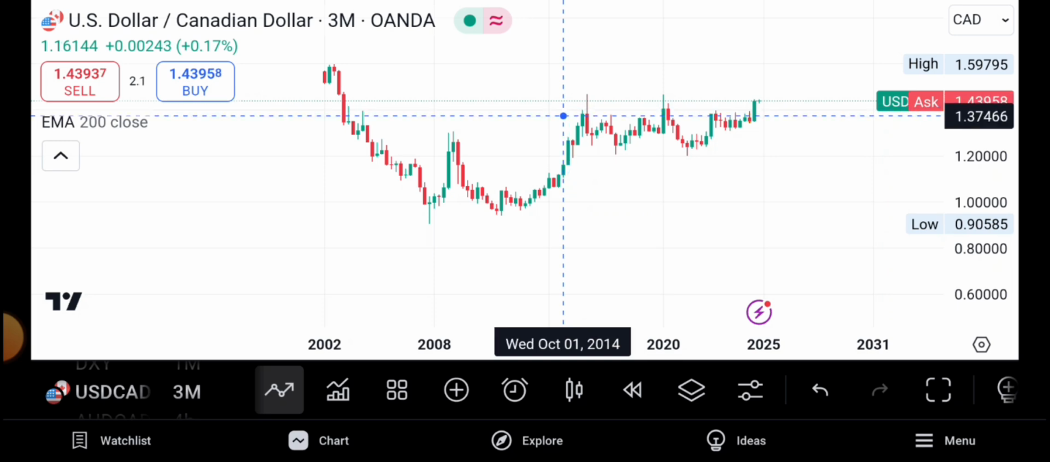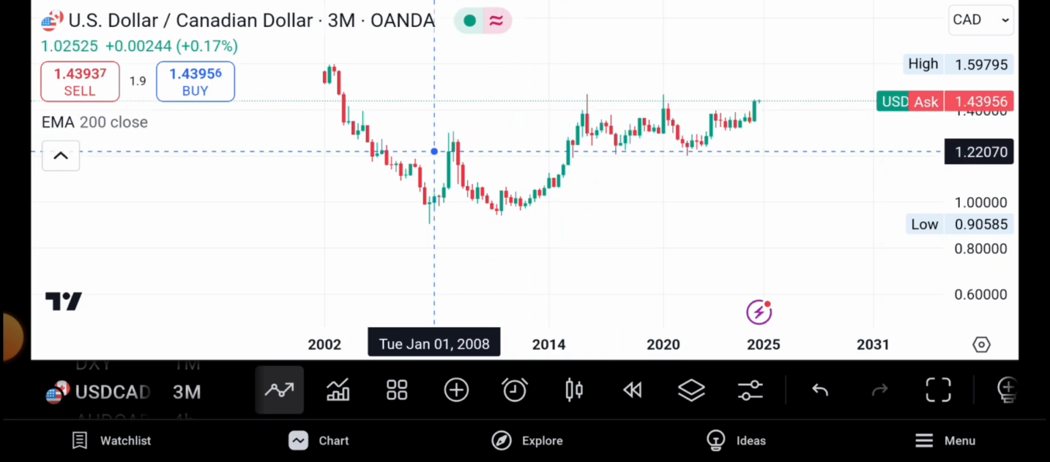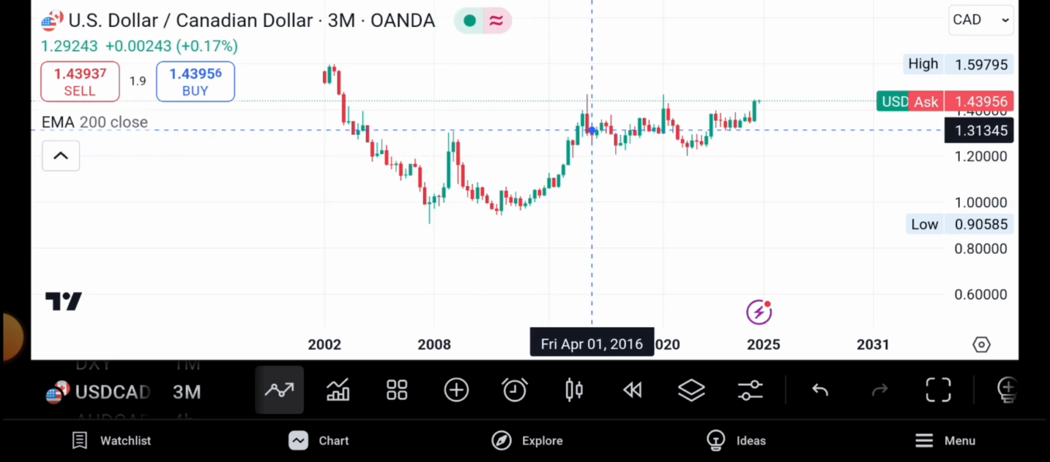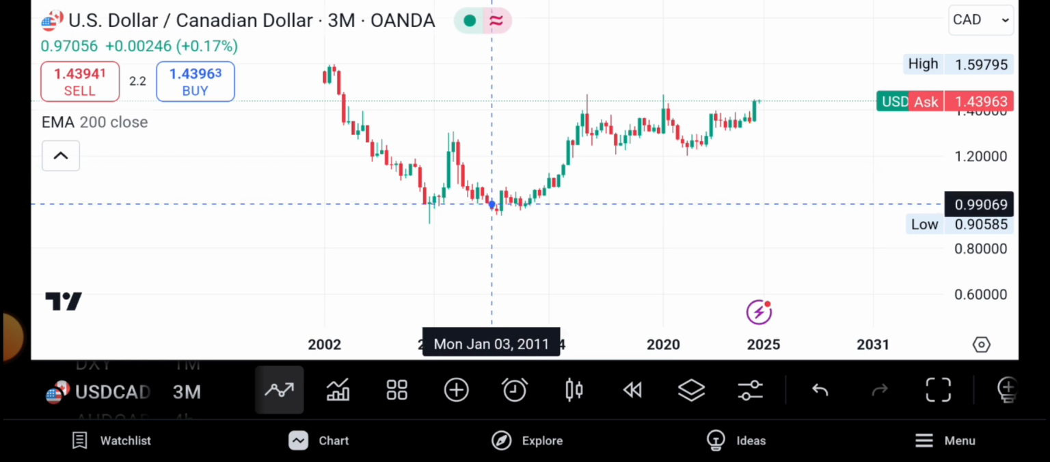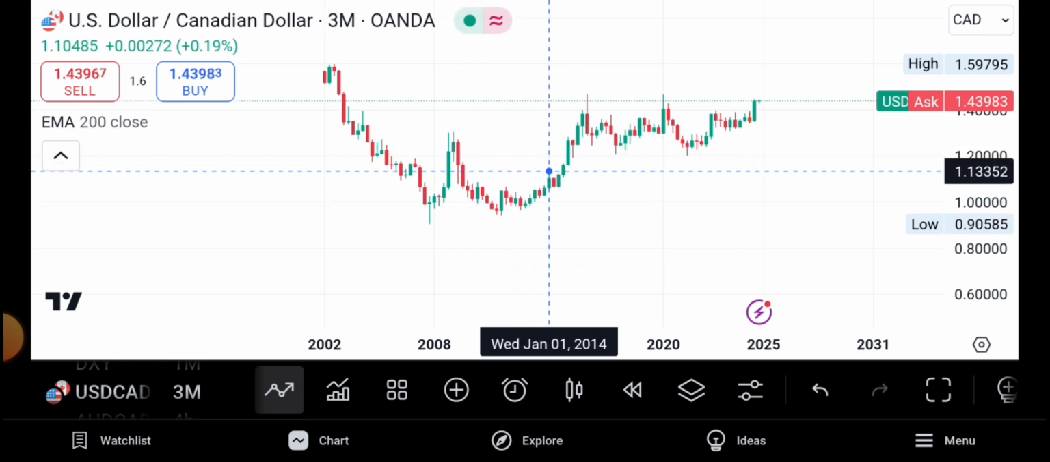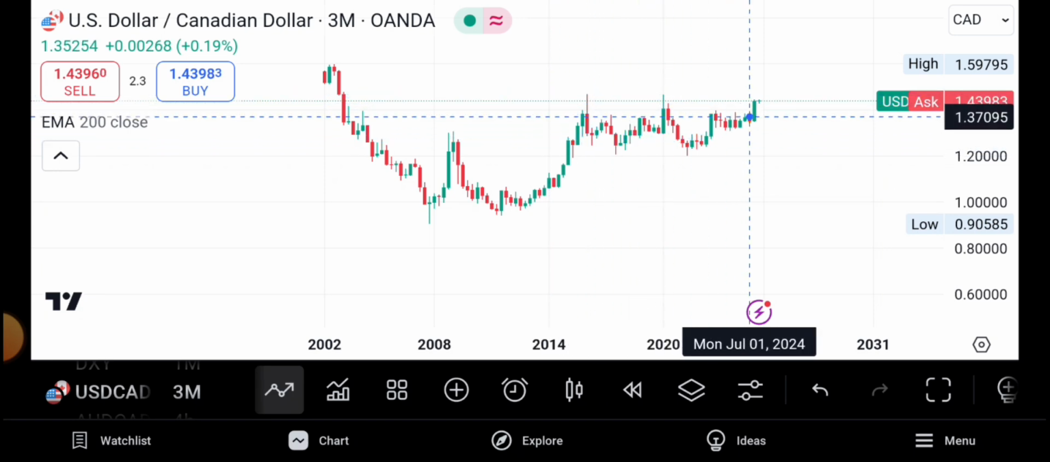Allow me to continue. Before we continue, there's something I want to show you: here we have a cup and handle. If you can see, this is a cup, this is a cup, this is a cup. Then the handle is this one. The handle is this range. The handle is this range.